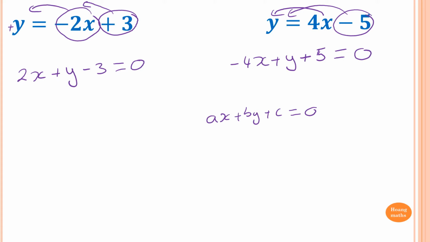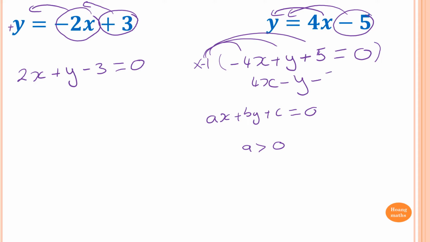But the condition is a must be greater than 0. So you have to times everything by negative 1, because we want to get rid of the negative 4x and make it positive. So I times by negative 1. Negative times negative gives you a positive, so plus 4x. And then minus 1 times y is minus y. Minus 1 times 5 is minus 5. Equal to 0. Okay, that's the answer.